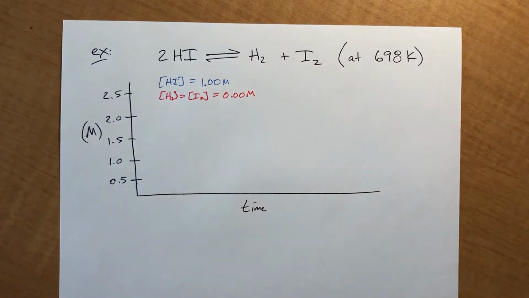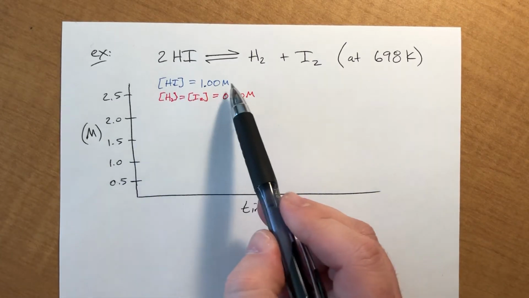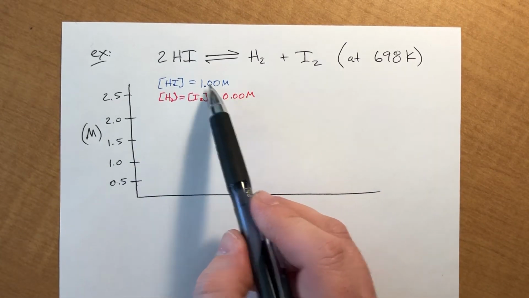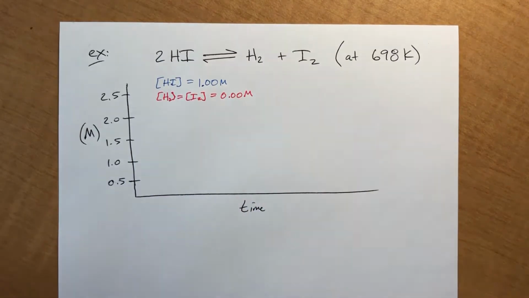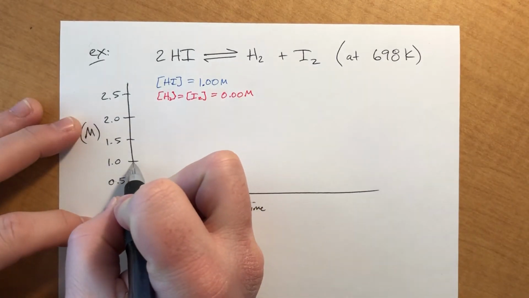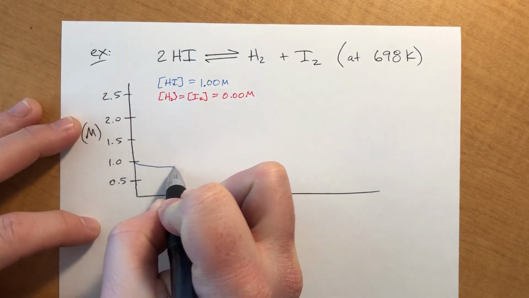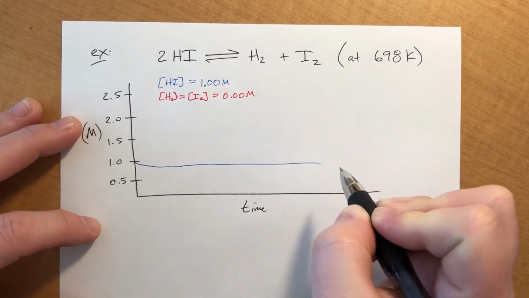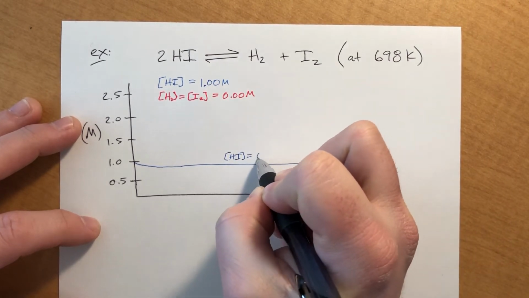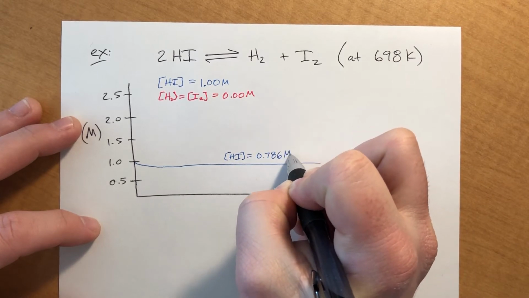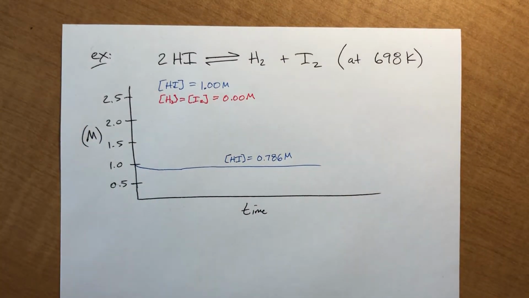So essentially, what we're doing is we're starting with the HI at 1, and we said that it's going to get used up as it shifts towards products, and so its concentration should drop. And that's what happens. It drops from 1, and it eventually ends up at, trying to draw that straight, concentration of HI ends up at 0.786. You have no way of knowing how to get that number yet, but that's okay.